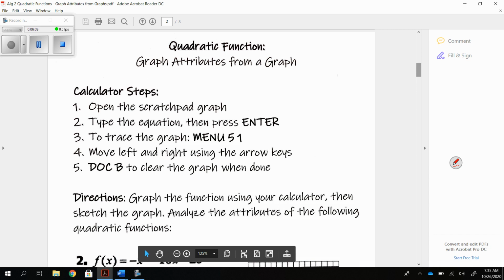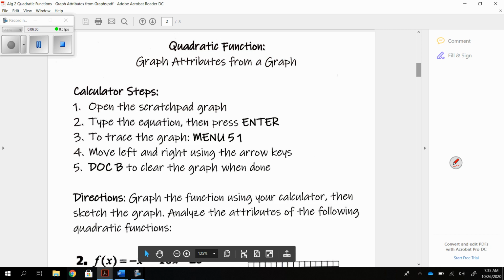All right, it says open the Scratchpad graph. We know how to do that because we were graphing earlier. We type in the equation and then press enter. And then to trace the graph, we hit menu 5-1. All right, so if you're able to already have the calculator software, hopefully it worked out for everyone.